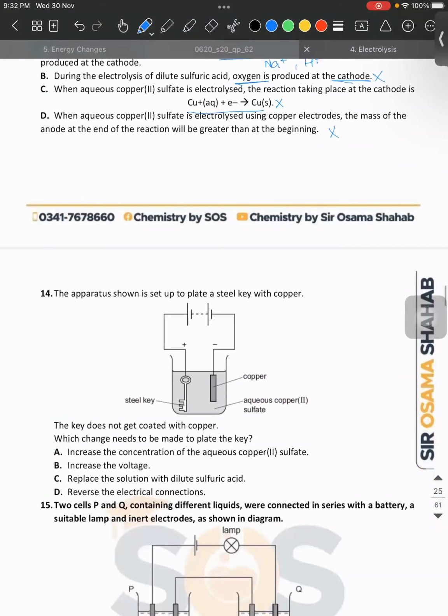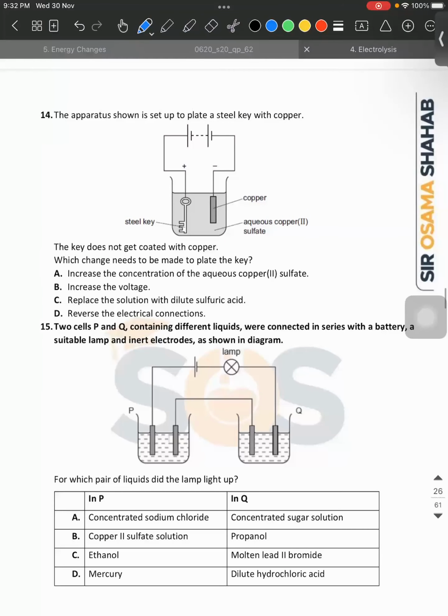Okay, then we have question number 14 and question number 15. You can see this question. They are saying the apparatus is set up to plate a steel key with copper. The key does not get coated with copper. Which change needs to be made to plate the key? We know that whenever we want to plate any substance with a metal, we need to place it on the cathode, right? So the right answer will be D.